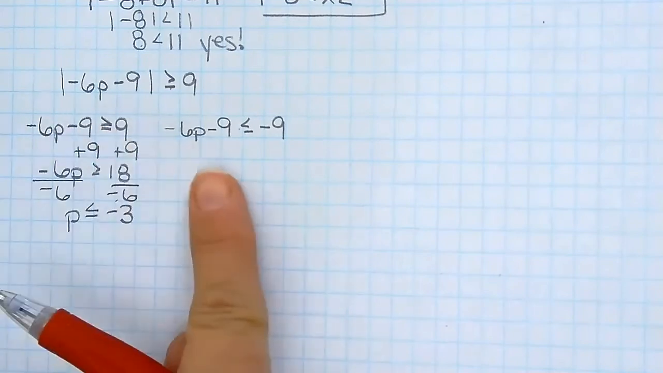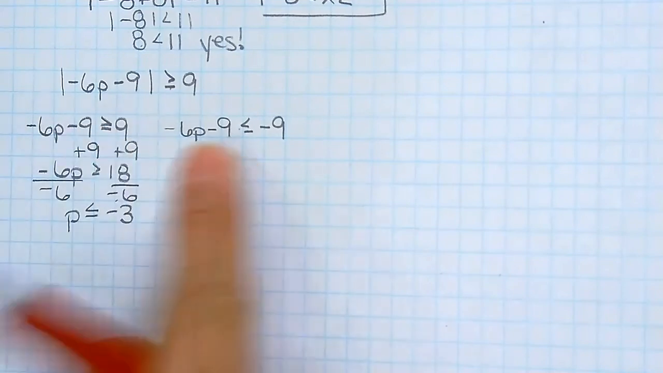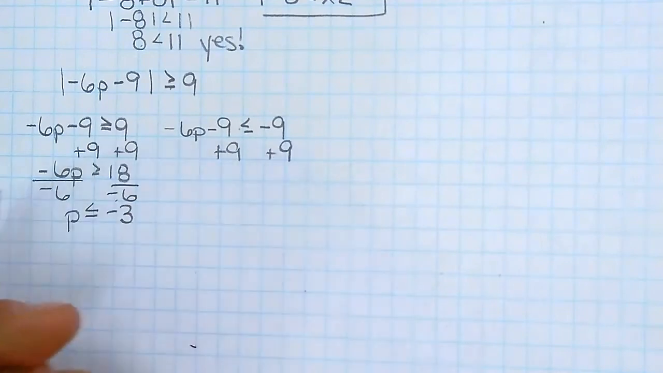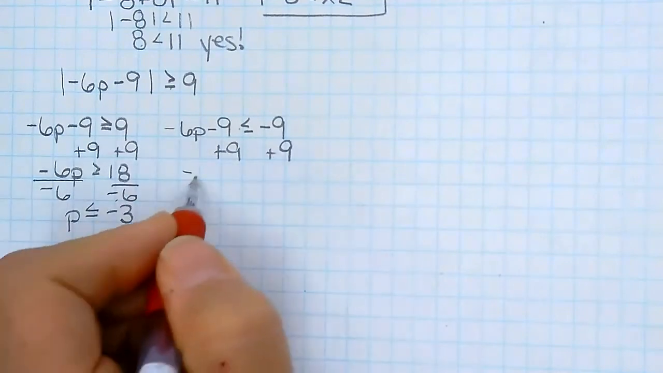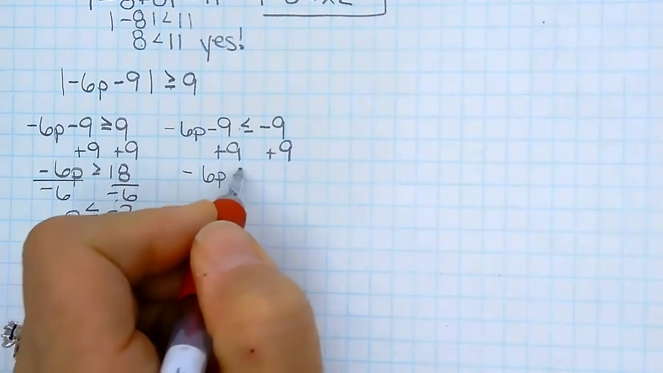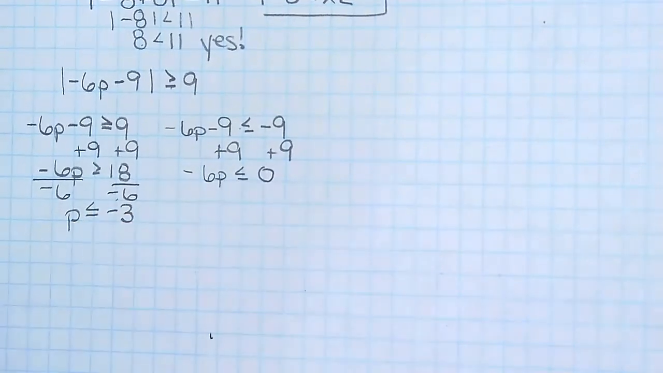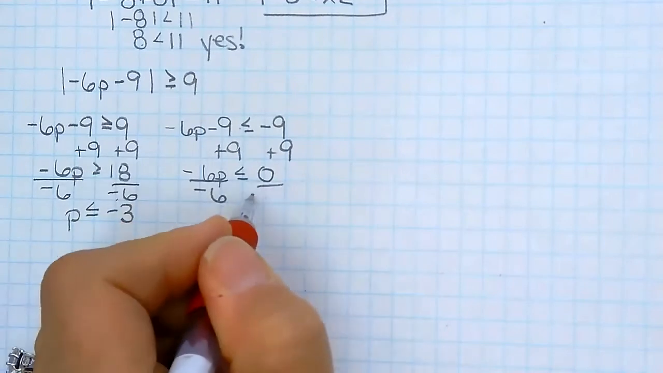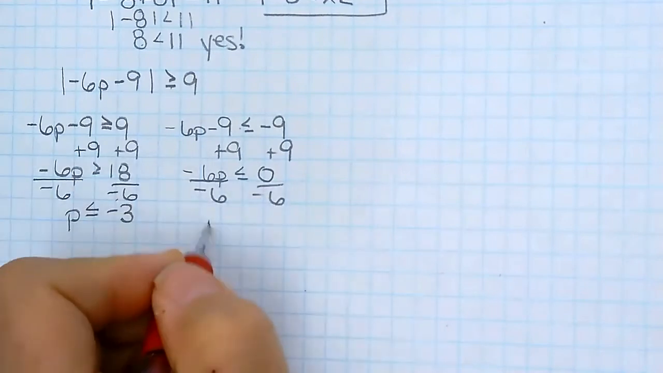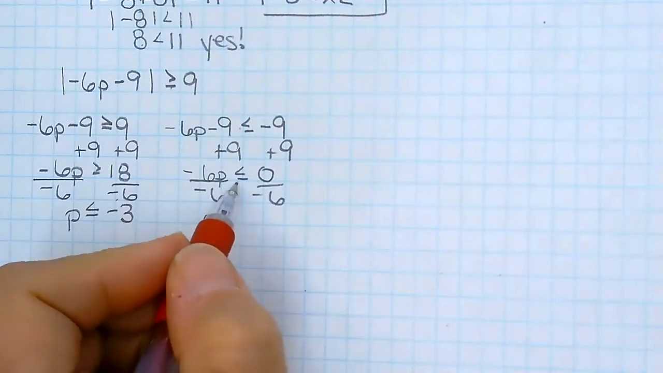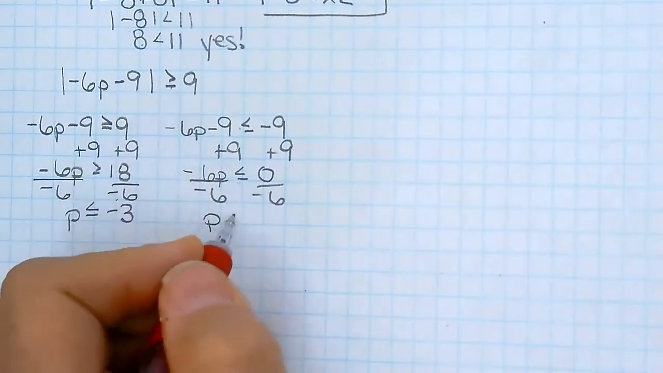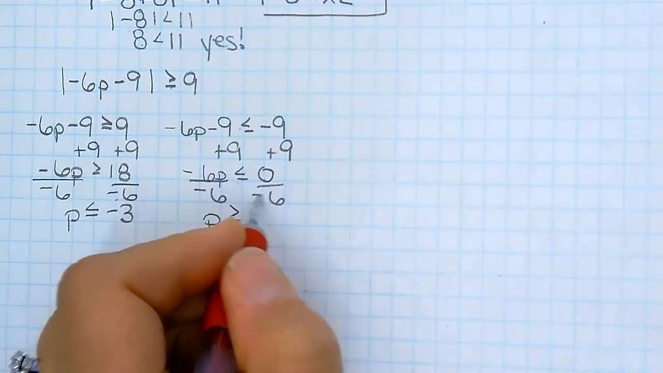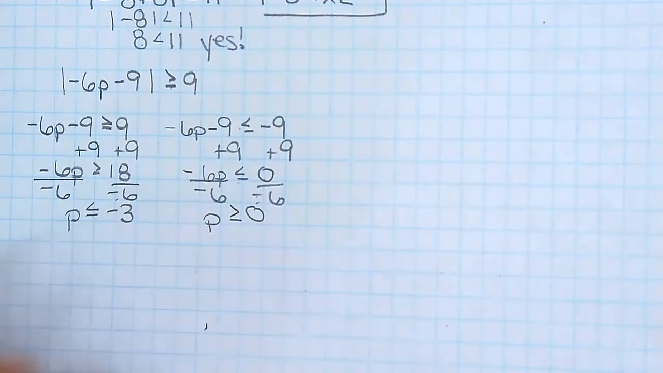Okay, now let's do this one. Same thing, I'm going to add 9. -6p is less than or equal to 0. Divide by -6. And p is going to be, now again, we have to flip this around because we divided by a negative. 0 divided by -6 is 0.